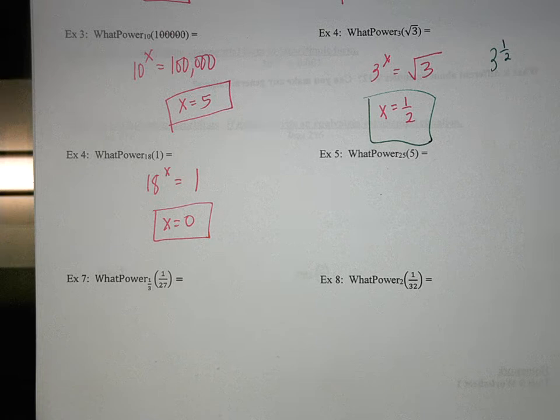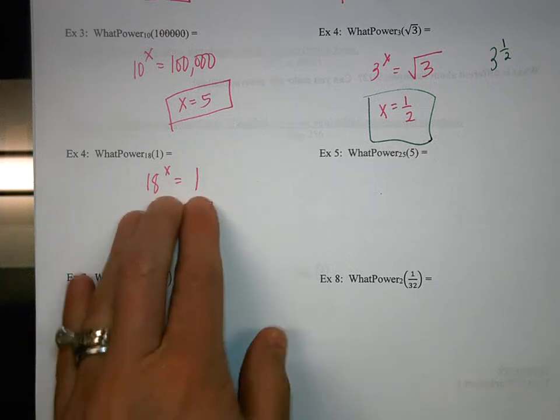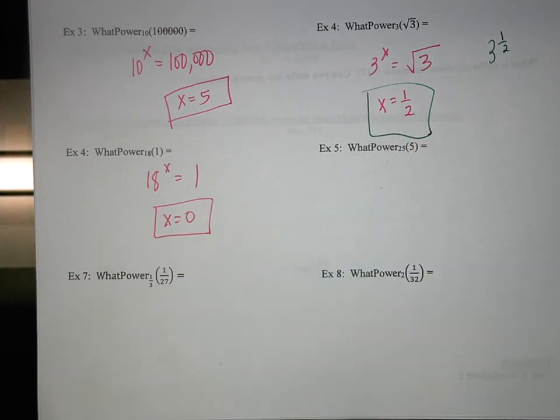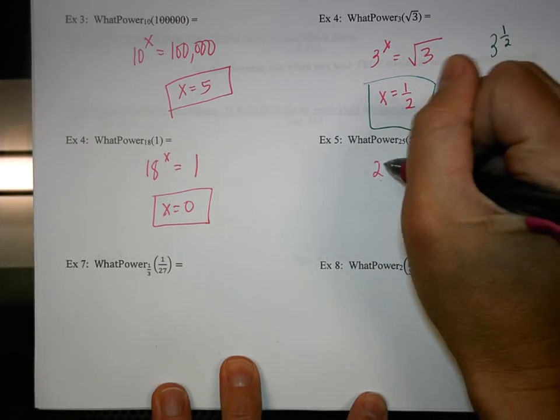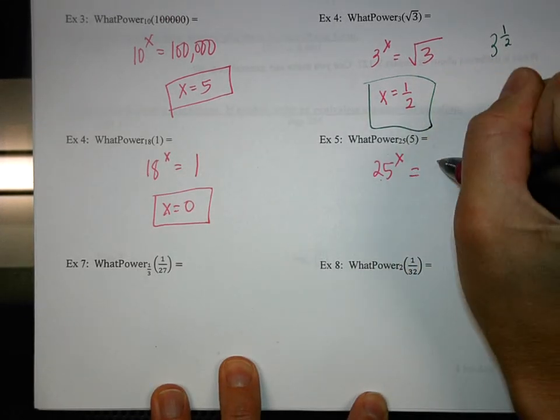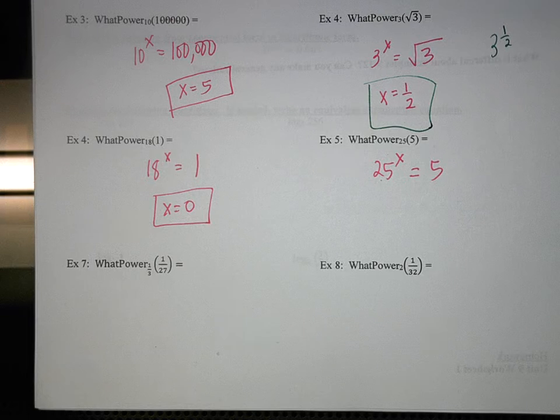Okay, example 5. How will I rewrite that one? So how will I just kind of rewrite it like this? What will this one be? 25 to what power equals 5? It's going to be a fraction, good. Because in order to go smaller, we're going to need to have some kind of root.